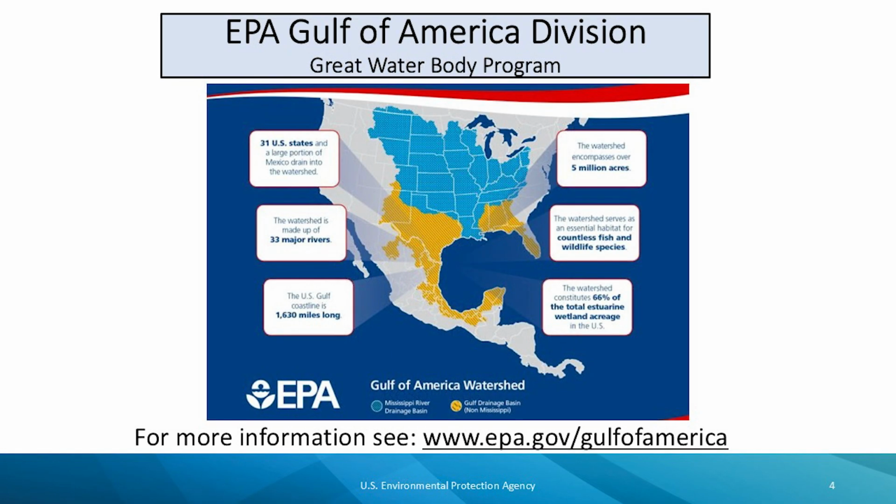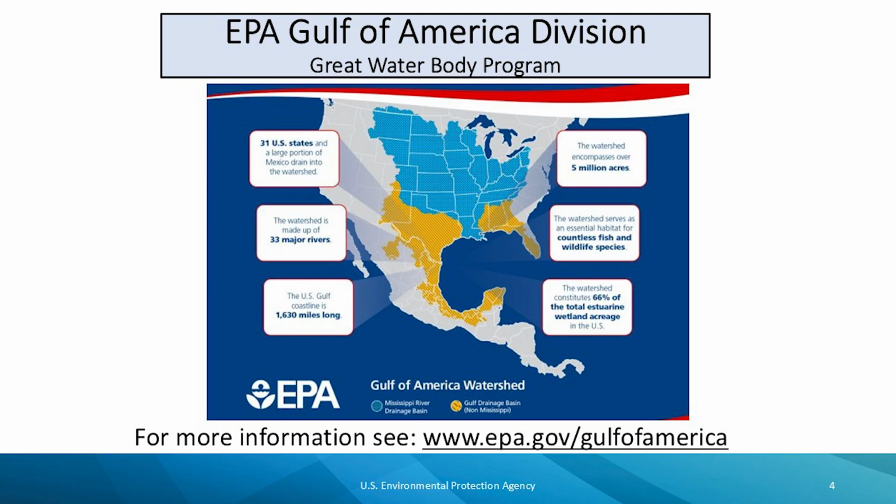What is the EPA Gulf of America Division? GAD is one of EPA's Great Water Body programs and is focused on the protection and restoration of the health and productivity of the Gulf of America.